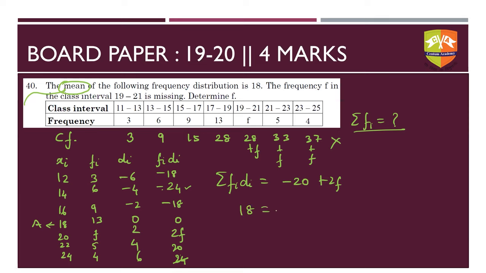Mean is given to be equal to 18. So 18 is equal to A, and our A was also 18, plus minus 20 plus 2F divided by summation FI. The frequency total was 37 plus F, so that was needed anyway. The 18, 18 cancel, so 37 plus F is not needed. So F is 20 by 2, 10.